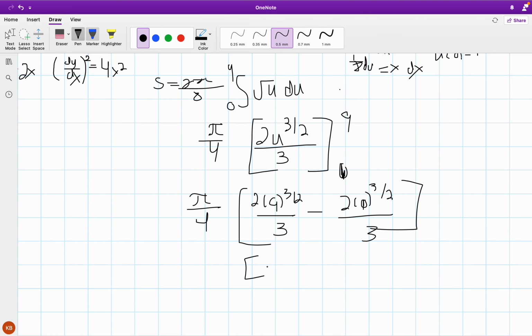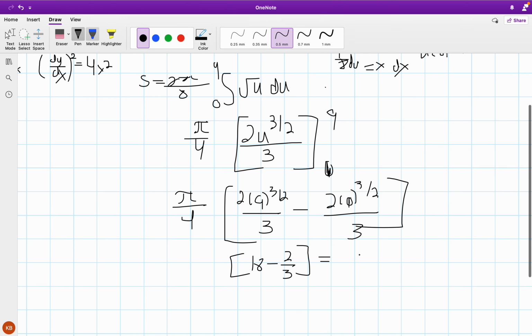So this value is 18, and this value is 2/3. Which is going to just equal, and then we take the pi over 4, so we subtract these two and then multiply it by pi over 4, which is going to equal 13 pi over 3, and that is the answer to this problem.